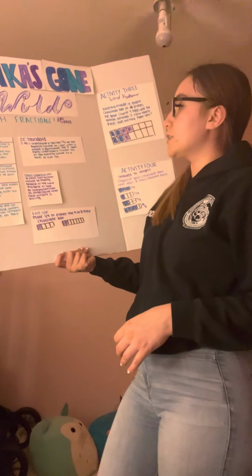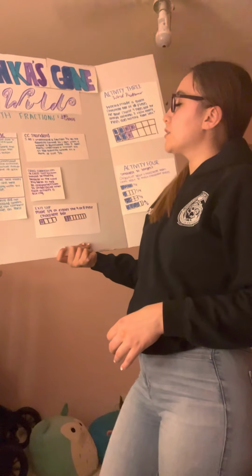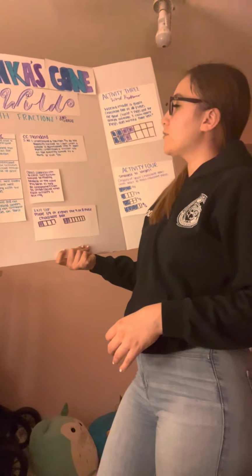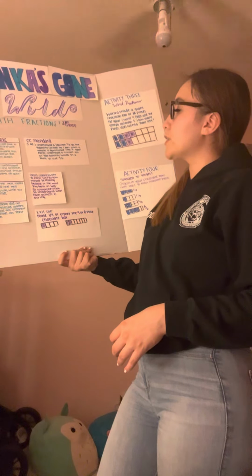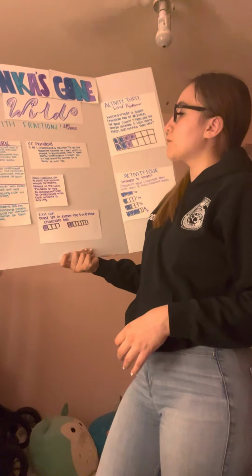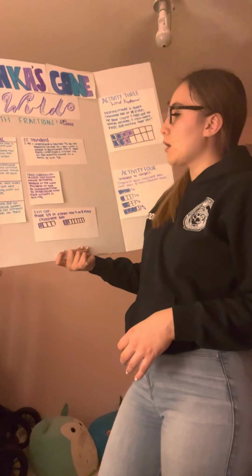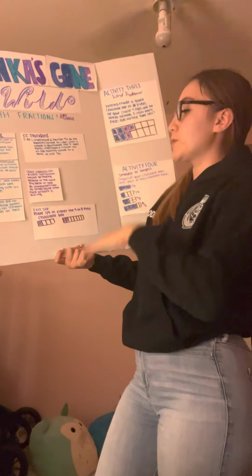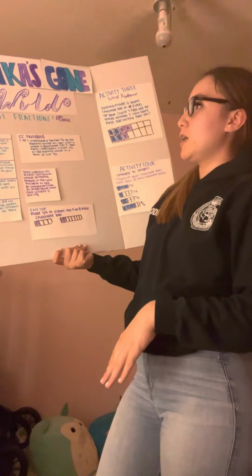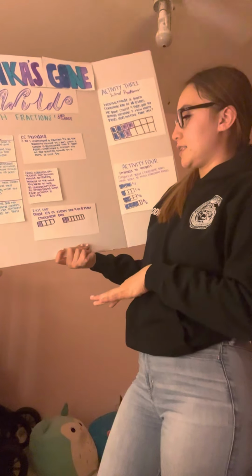The CC standard is 3.NF.1. Understand a fraction 1/b as the quantity formed by one part when a whole is partitioned into b equal parts. Understand a fraction a/b as the quantity formed by a parts of size 1/b. The cross-curriculum would be reading because of the word problem, as well as comprehension, so that they can understand what each activity is asking of them.